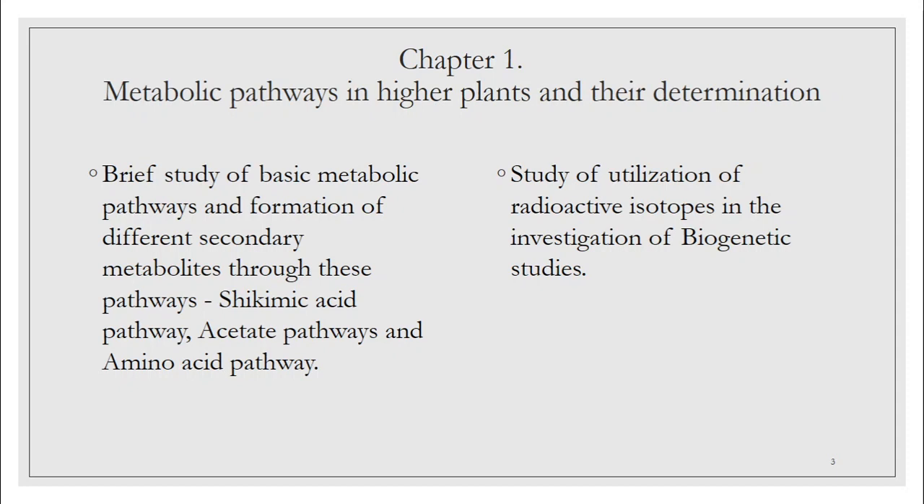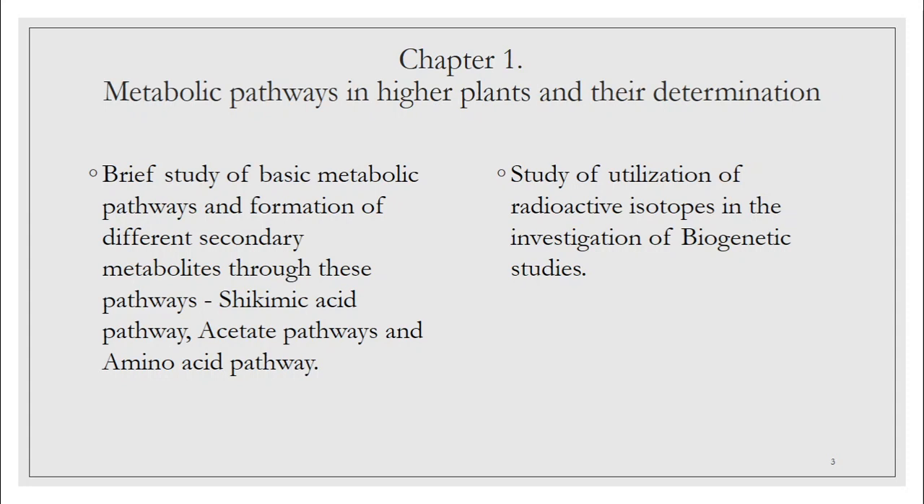So, I am going to briefly explain a few terminologies which are related to the chapters. Like chapter number 1, in which the few terminologies are metabolic pathways, primary metabolites and secondary metabolites. First of all, I am going to read the content.